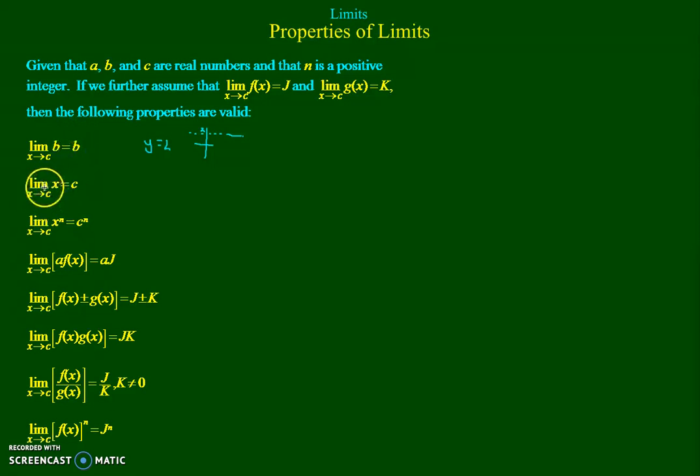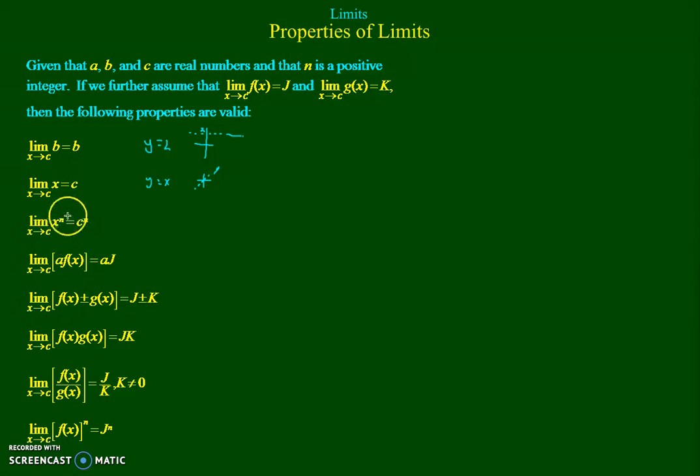Now the limit as x approaches c of x, this is the function y equals x, which is simply the line y equals x. And we can just do a direct substitution in here. We can take that c value, plug it in for x, and our limit is c. So that's all that's happening here. For this function, we're doing basically the same thing. We're just doing a direct substitution.